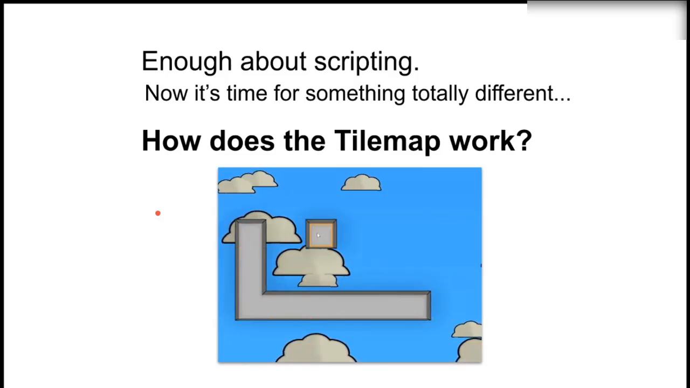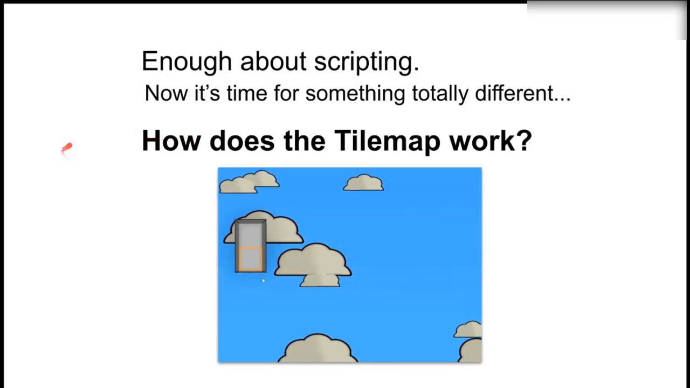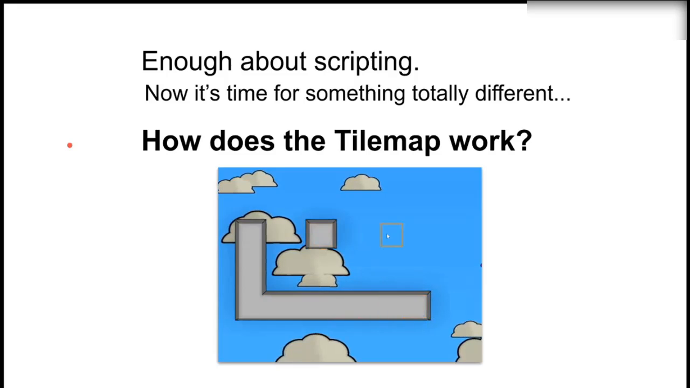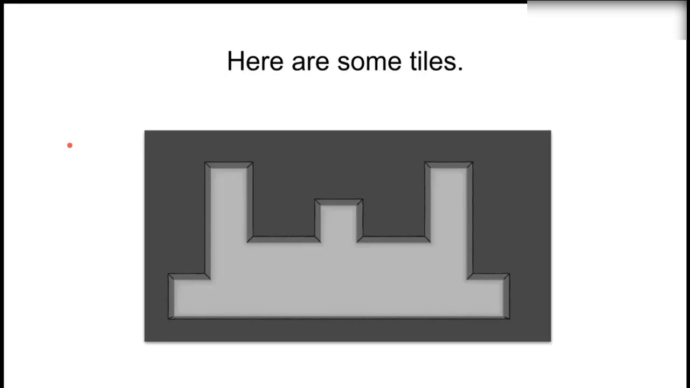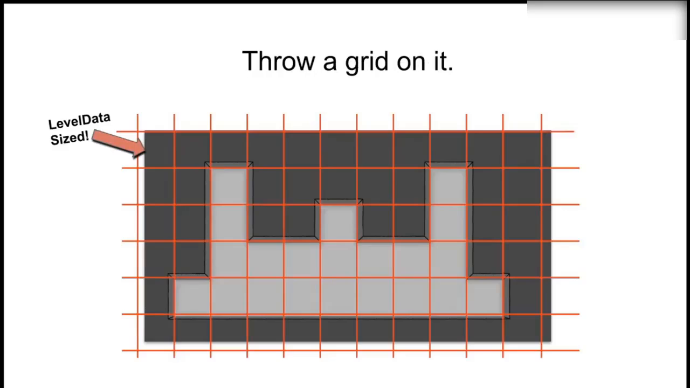The tile map in Louie, I think this is fascinating. My head exploded when I figured this stuff out, so I want to share it with you guys. Here are some tiles. How are these tiles represented? With a grid. At this resolution, this is the data that's actually stored to disk.